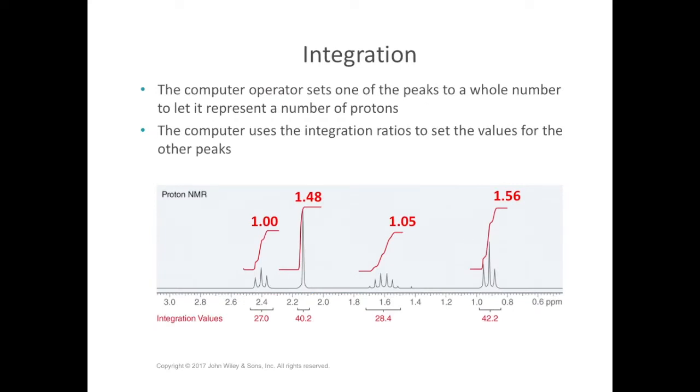Now, as the computer operator, you can set one of the signals to a whole number and let it represent a number of protons. So for example, you could set this signal to 1, and then everything else gets adjusted accordingly. So here, this signal also would represent 1, and then this signal would be 1.5 times that of the reference signal.